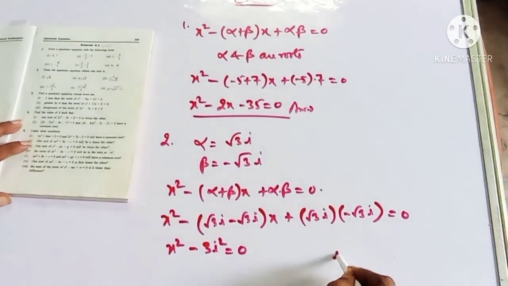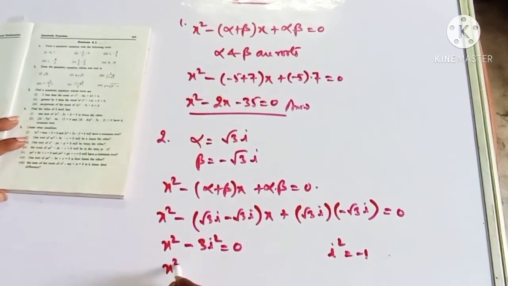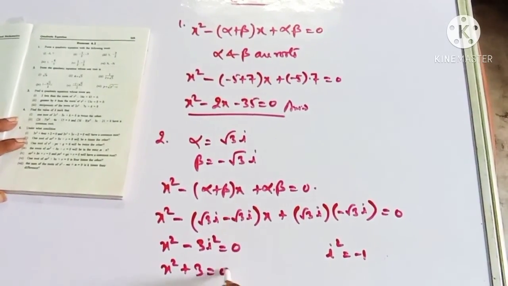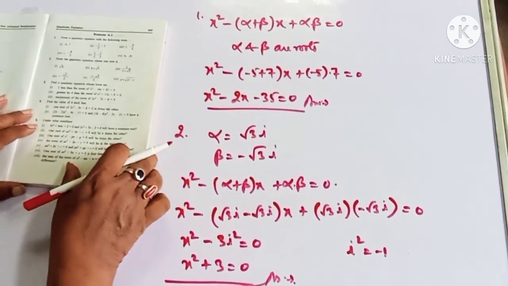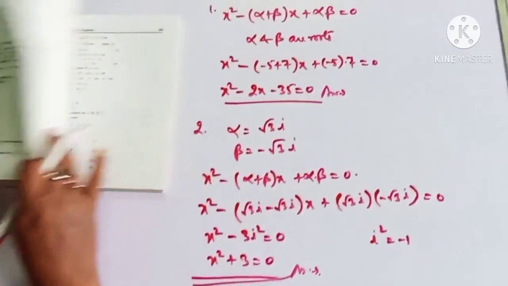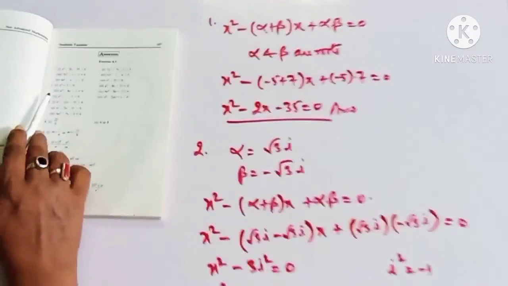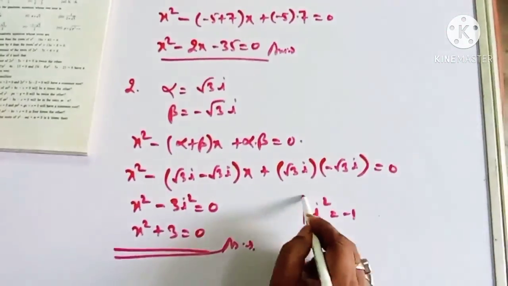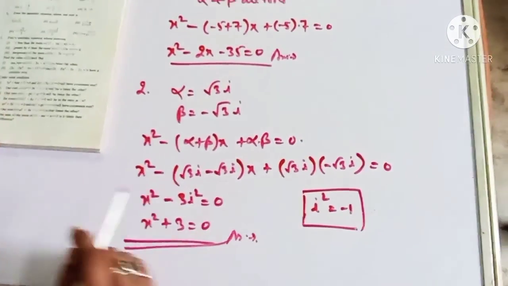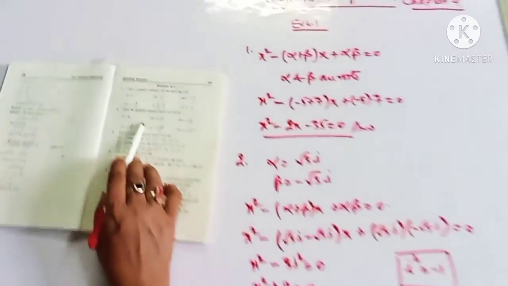We know that the value of i square is minus 1. So x square plus 3 equal to 0. This is your answer. Let me see the answer: x square plus 3 equal to 0. So this is over, and the rest of the questions you can do yourself.